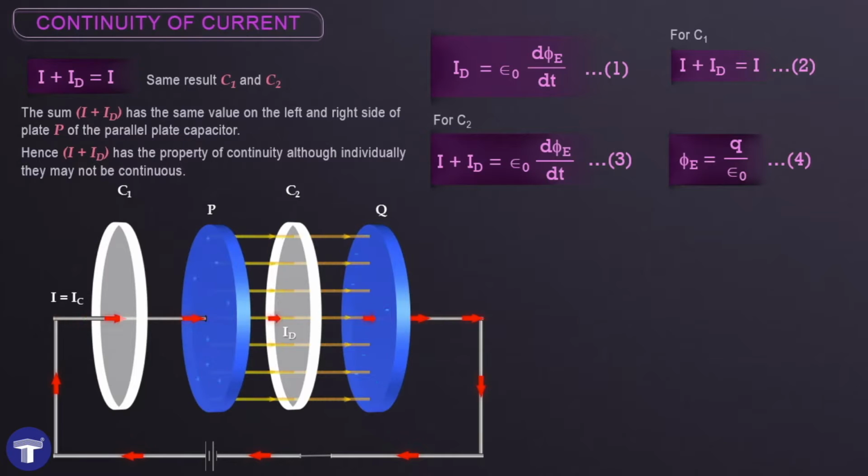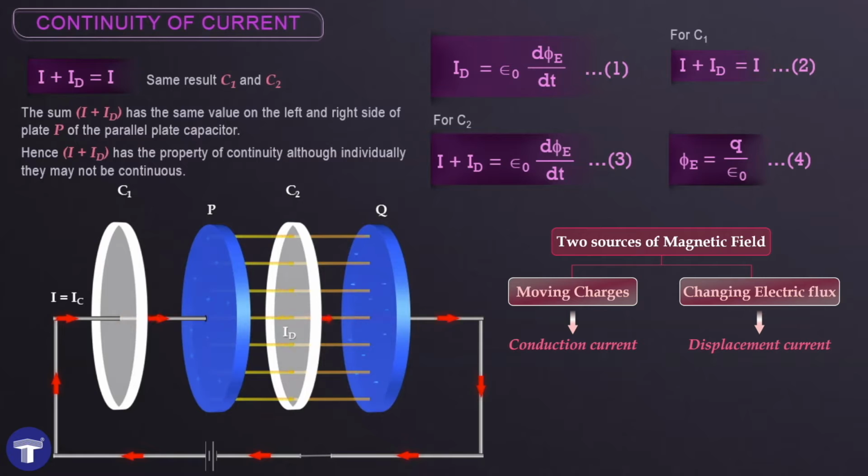So finally, from the discussion of displacement current and the continuity of I plus ID, we have reached the conclusion that magnetic field actually has two sources. That is, you can create a magnetic field in two ways. One is by changing the electric current, that is nothing but the conduction current, and the other is by changing the electric flux, which will give rise to the displacement current. So conduction current is a result of moving charges, a displacement current is the result of changing electric flux, and both of them give rise to magnetic fields, and thus we have two sources for magnetic fields.